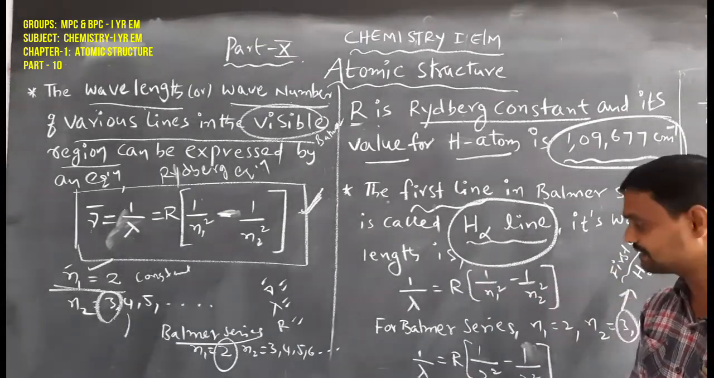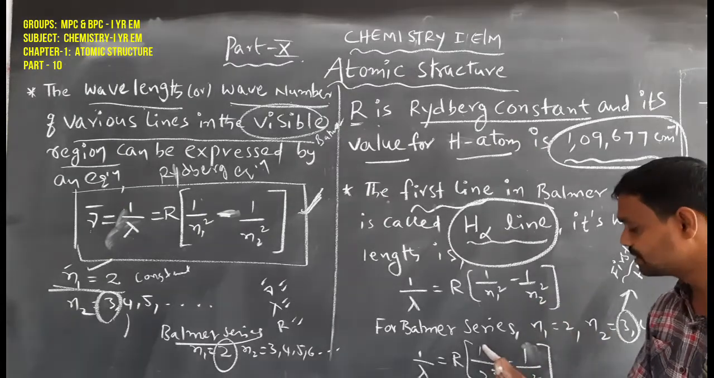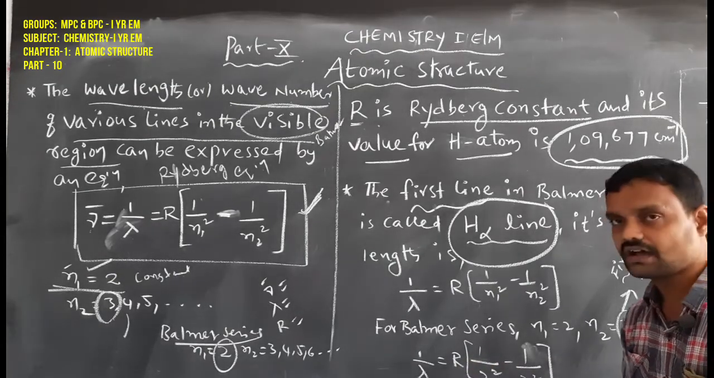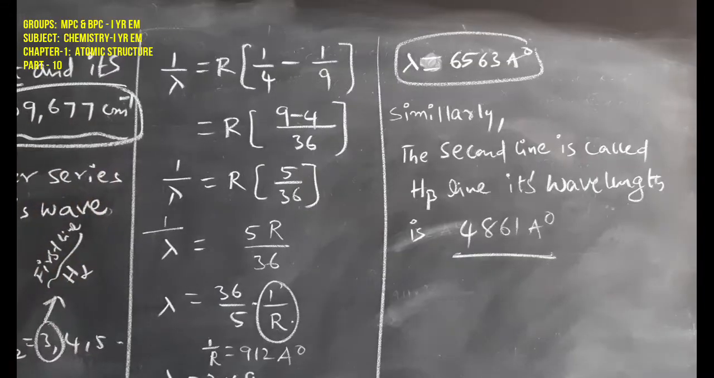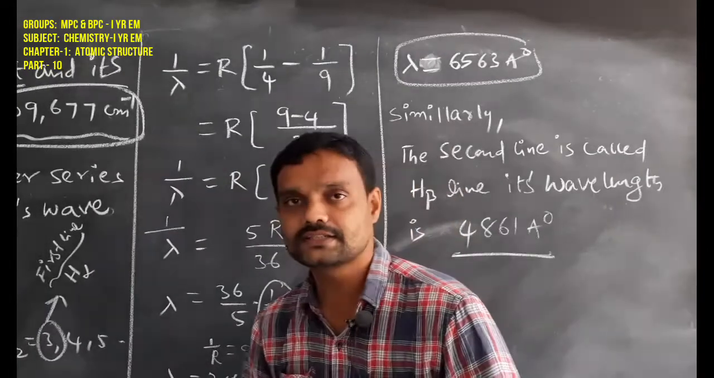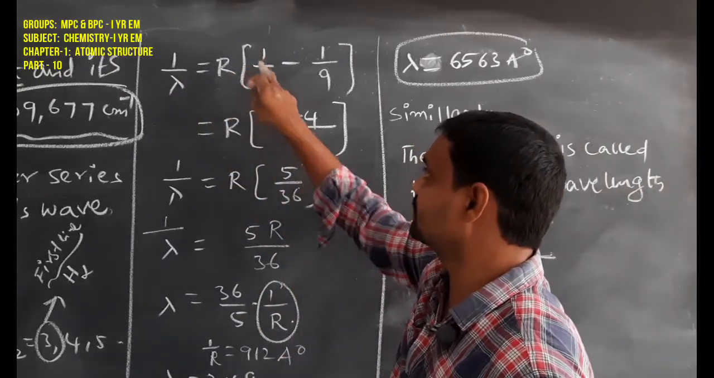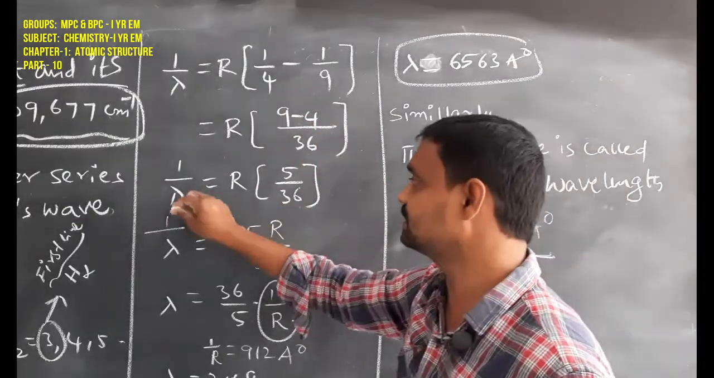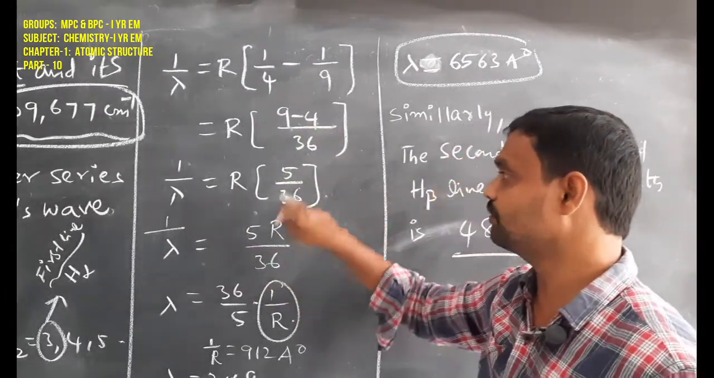Then the equation becomes 1 by lambda equals capital R into 1 by 2 square minus 1 by 3 square, substituting 2 for n1 and 3 for n2. For simplification, 1 by lambda equals R into 1 by 4 minus 1 by 9. Taking the LCM 36, 9 minus 4 gives 5, so 1 by lambda equals R into 5 by 36. So 1 by lambda equals 5R by 36.